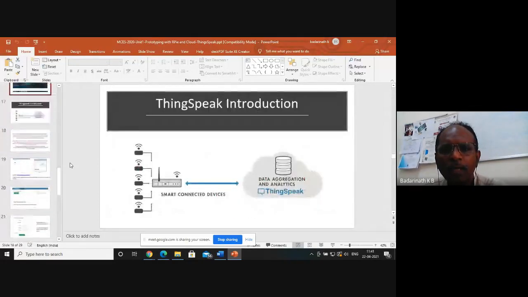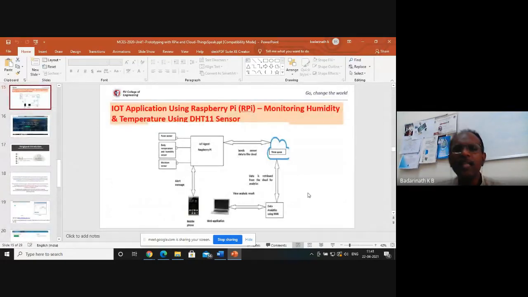So let's say this is an application I'm going to build today. What is the application? I have an RPie. The RPie is acting as an IoT agent, as an IoT node in this case. Of course, there are two other sensors, but I'm not using those sensors today. I'm using a body temperature and humidity sensor, the DHT11, connected to the RPie. Then I write a program to read this data and send it to the ThingSpeak cloud.